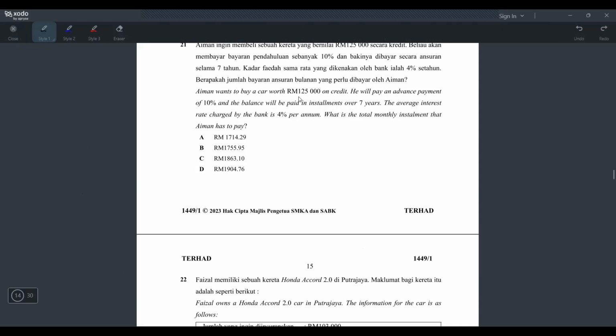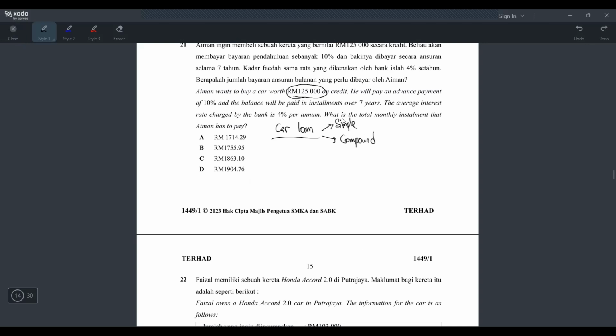21. Aiman wants to buy a car worth 125,000 ringgit on credit. This is from the 3 chapters. It's the credit chapter, but it's not difficult. This one is under car loan. So let's talk about interest. Interest has two types: we have simple interest and we have compound interest.